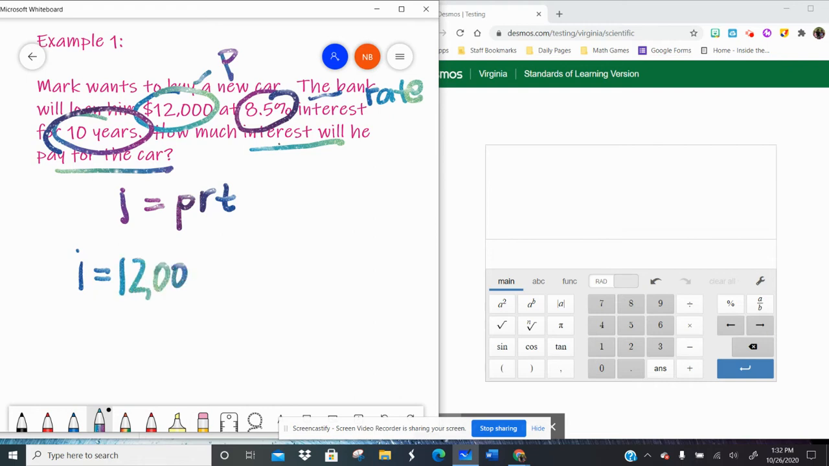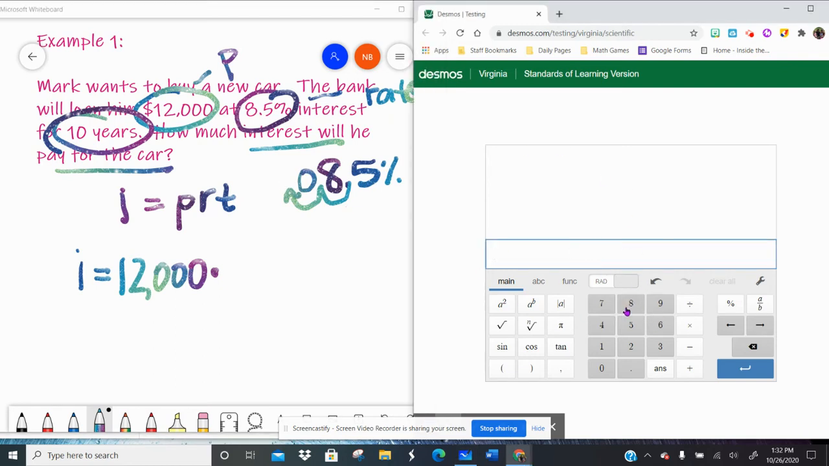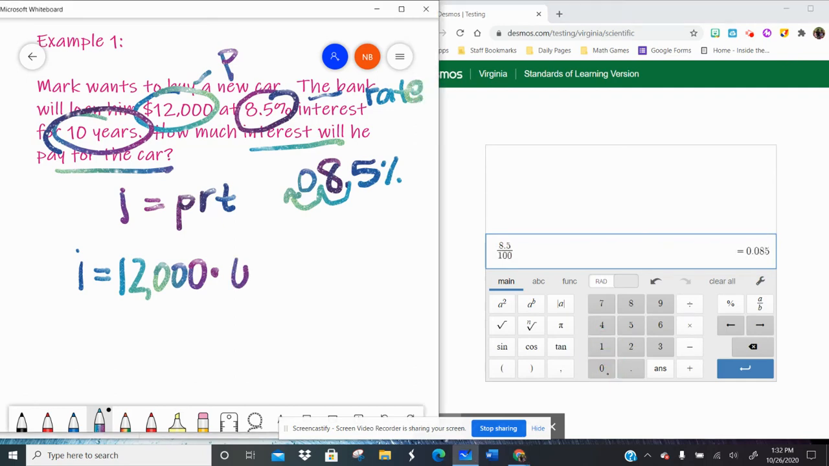12,000 times 8.5%. Now here's the thing. Even though it's written as a percent, I really want to use a decimal when I put it into my formula. If we think back to fractions, decimals, and percents, remember if I have a percent but I want a decimal, I go 2 spaces to the left, Beyonce style. I can also do 8.5 divided by 100, and I still get 0.085. So we want to convert it to a decimal times that 10 years.